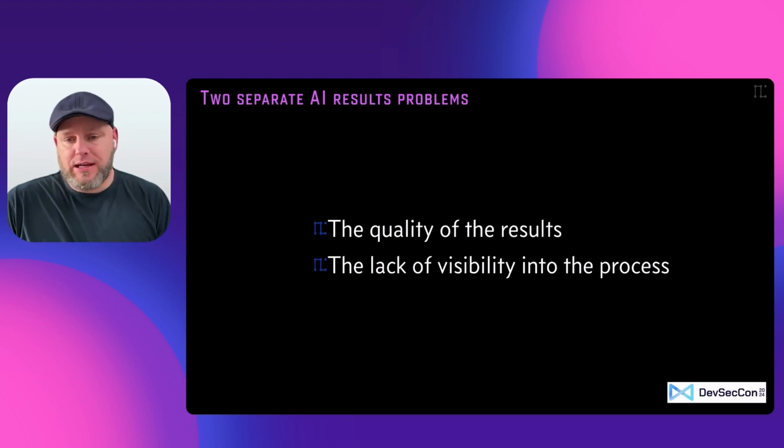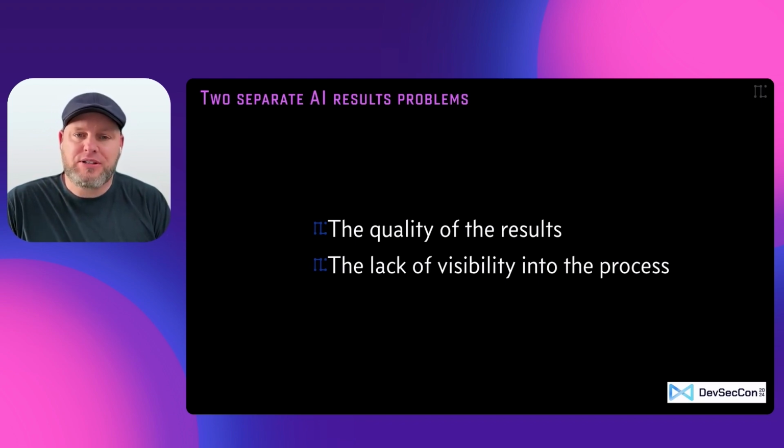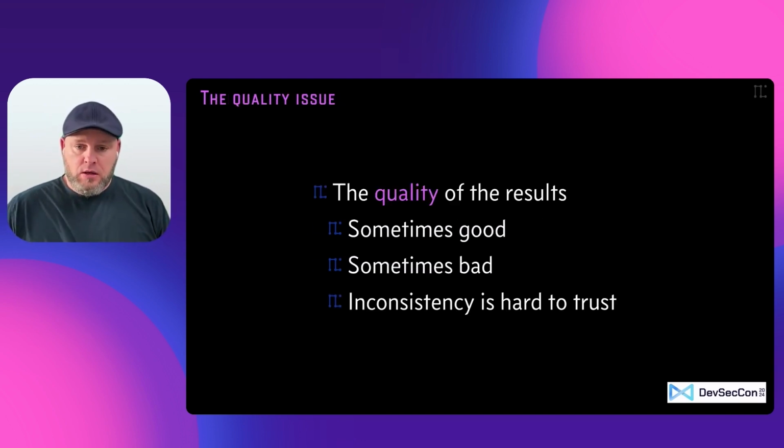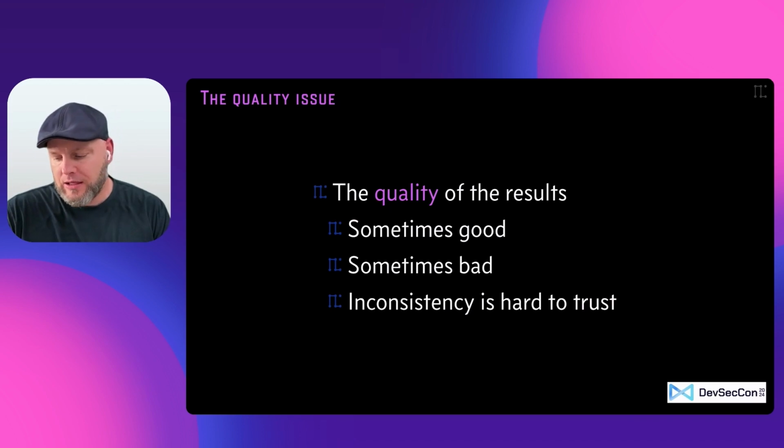I think the issue breaks down into two separate problems. One is the quality of the results, and the other is the lack of transparency into how that result was actually achieved. If we look at the first one, I think we all know that there's a lot of variation in AI outputs and results. Some are just amazing and others are really bad. But in general, I think the trend is heading towards it being more consistent and higher quality. So I'm not really worried about the quality issue.